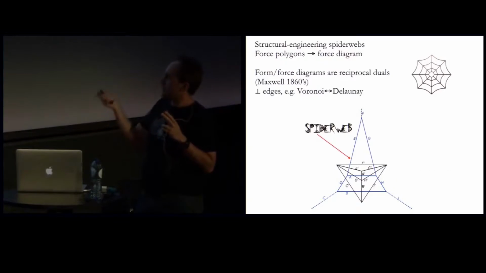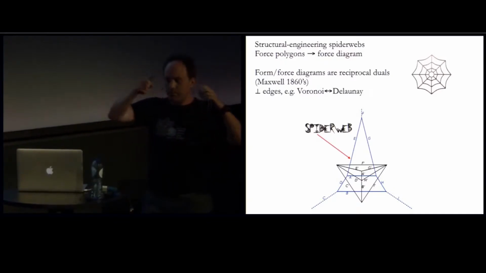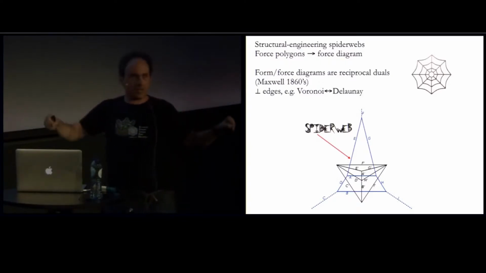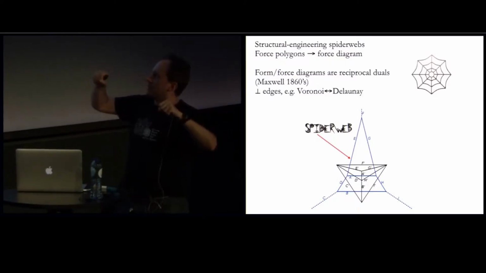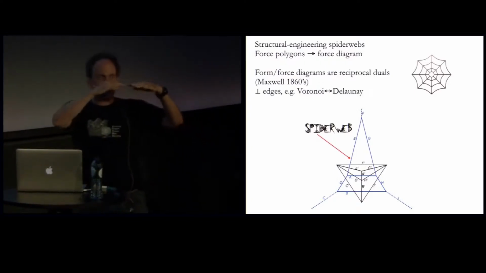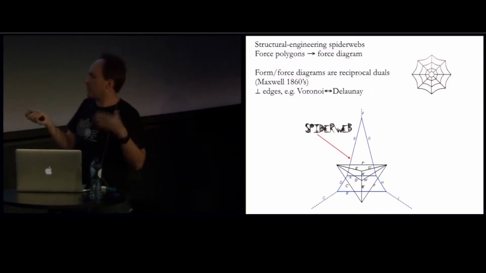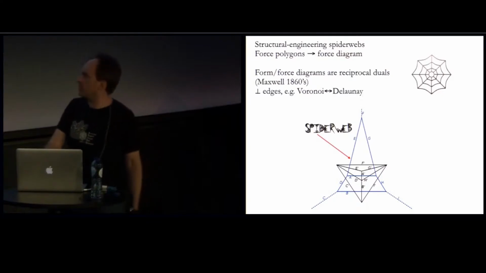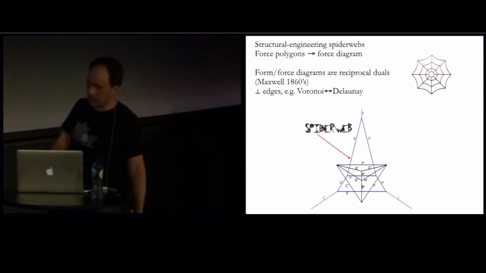So, for example, this thing can be constructed and put entirely in tension, such that if we made this out of spider silk, none of those edges would be sagging at all. It would all be entirely taut, or it could be.